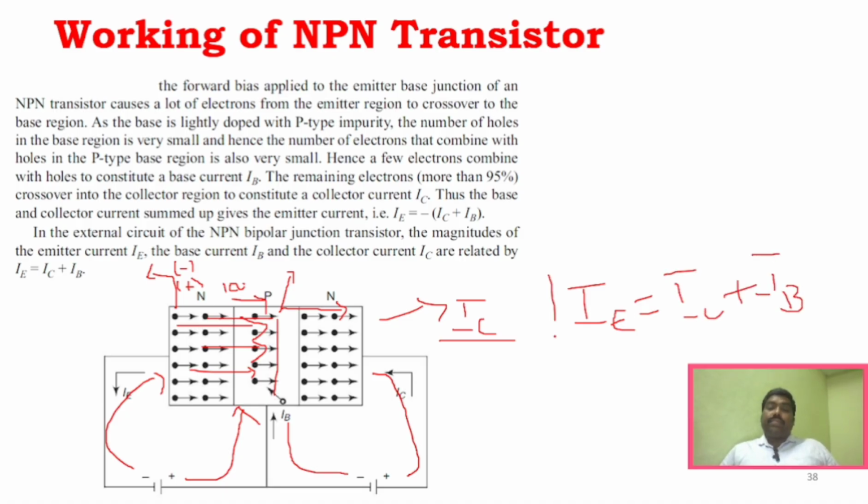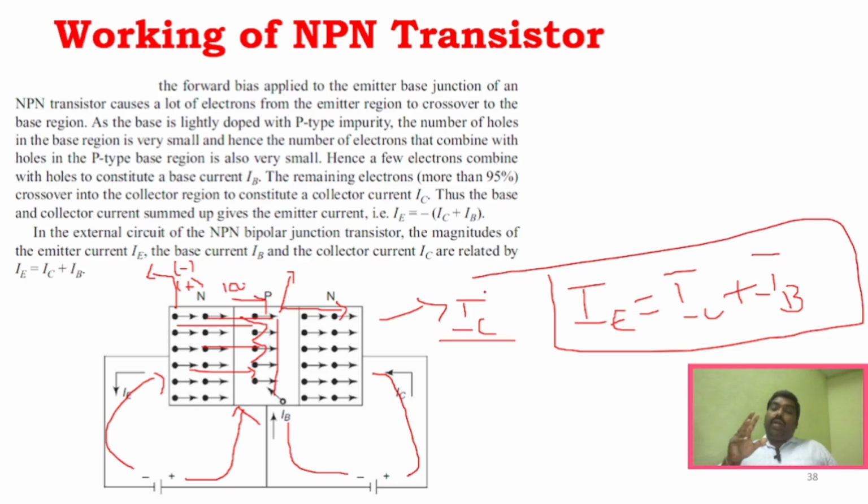The relationship can be written like this: IE is equal to IC plus IB. That is, the emitter current is the addition of the collector current and the base current, right? So the working is the same for a PNP transistor. Only thing is the majority carriers will vary.